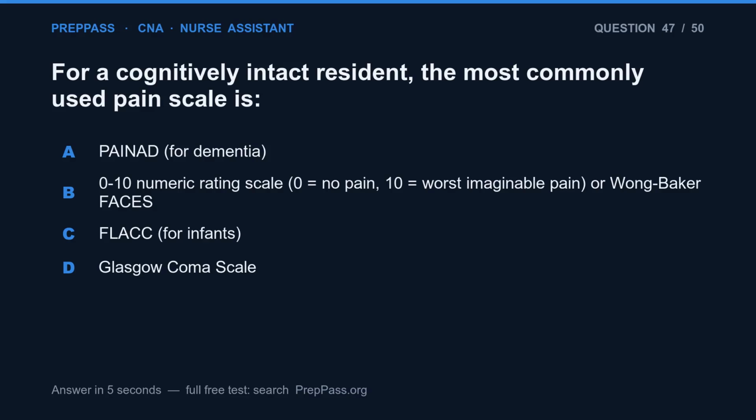Question 47. For a cognitively intact resident, the most commonly used pain scale is A. PAINAD, for dementia, B. 0 to 10 numeric rating scale, 0 equals no pain, 10 equals worst imaginable pain, or Wong-Baker faces, C. FLAC, for infants, D. Glasgow Coma Scale.